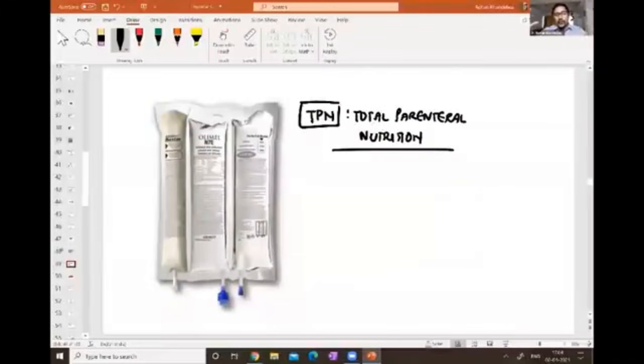This milkish fluid, which you must have seen, has anyone seen this PPN solution? A bag of milkish fluid which is going into the IV line of a surgical patient or in the ICU. Has anyone seen this? This is total parenteral nutrition, TPN, and 1 to 2 liters is given in 1 day. I'm glad that a lot of you have seen this. Good.